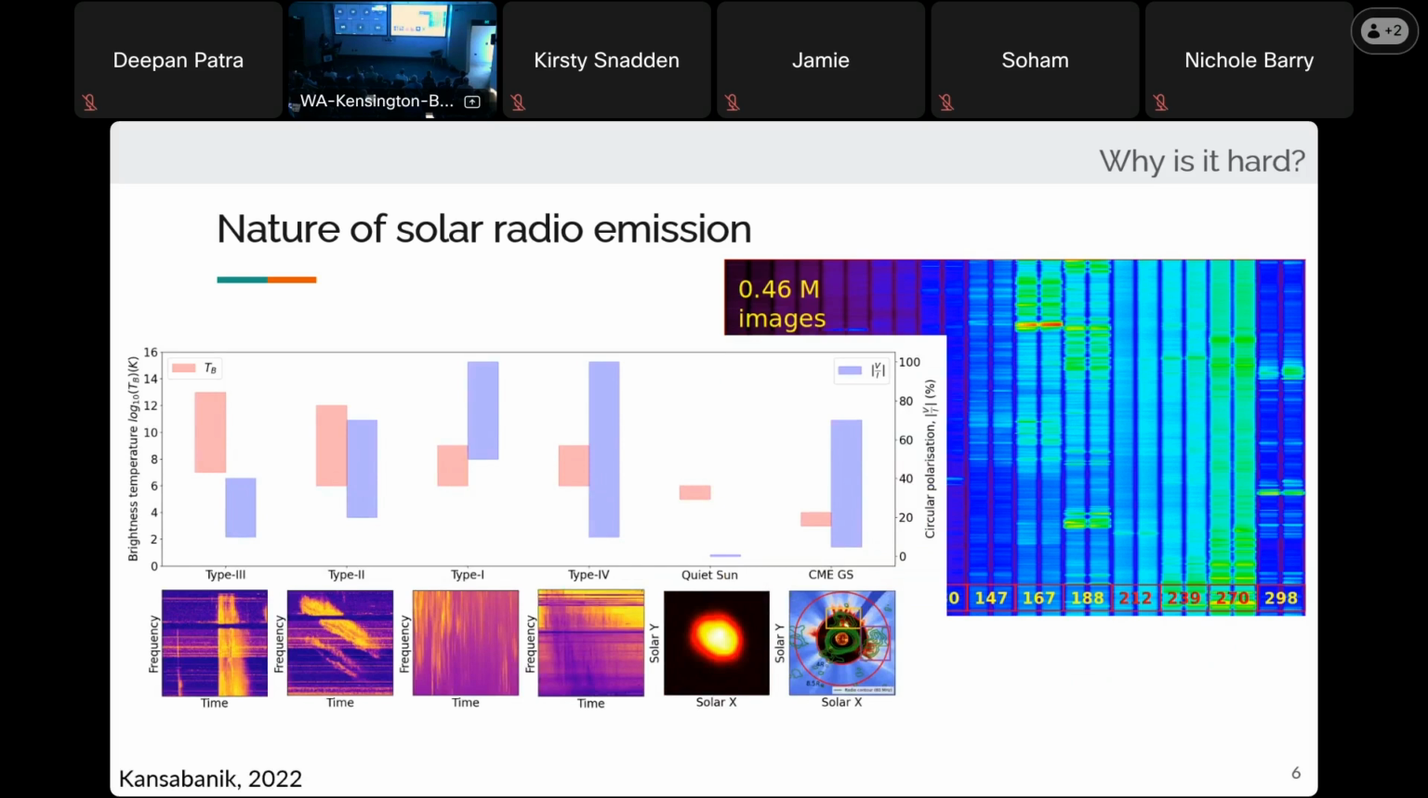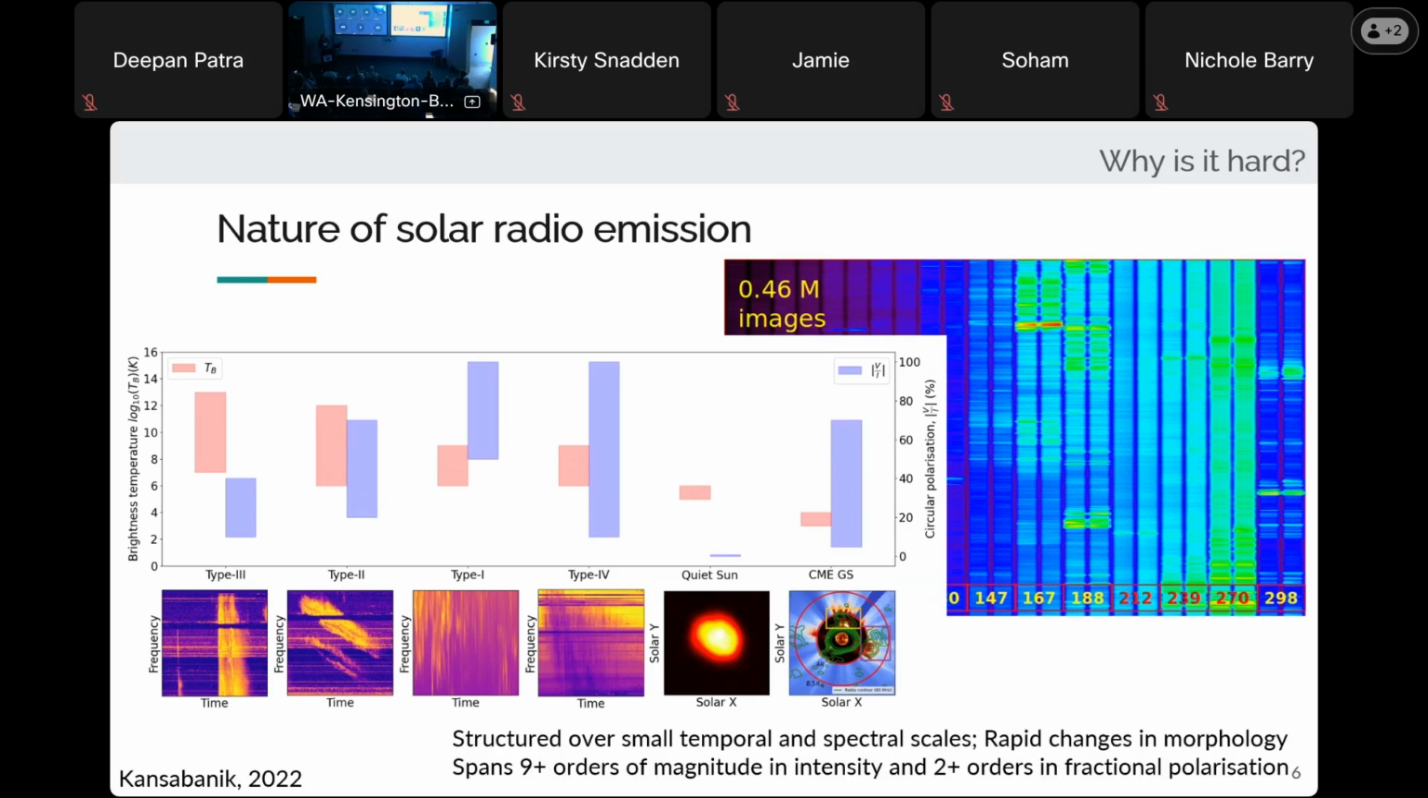And the blue boxes give you the degree of fractional circular polarization. So the brightness temperatures can go as high as 10 to the power 13. The fractional polarization can be from less than 1% to close to 100%. So basically you're dealing with a system which has very structured emission across small time and frequency scales, rapid changes in morphology associated with those changes in time and frequency, spanning 9 orders of magnitude in intensity and 2 orders of magnitude in fractional circular polarization.